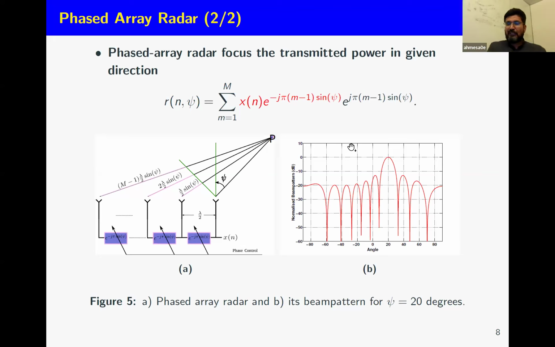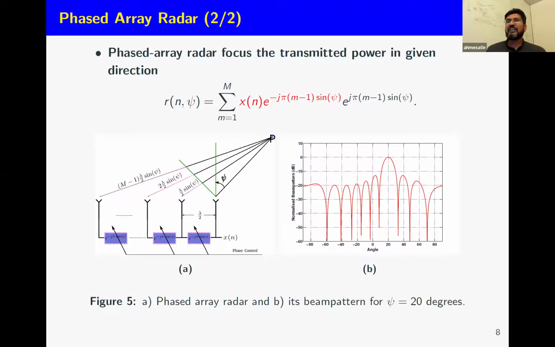Here, on the left-hand side in figure B, I have shown the beam pattern. You can see that at 20 degrees, the angular location, we receive very high power. So this is how the phased array radar works.